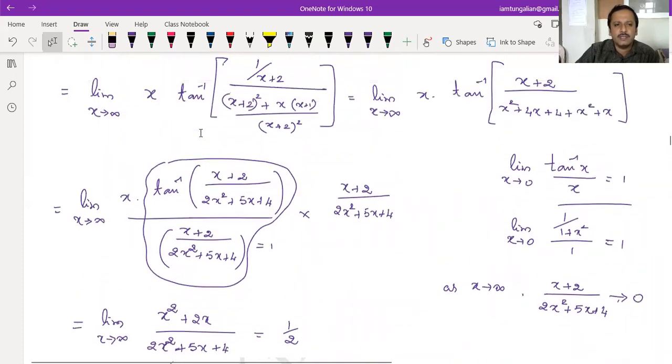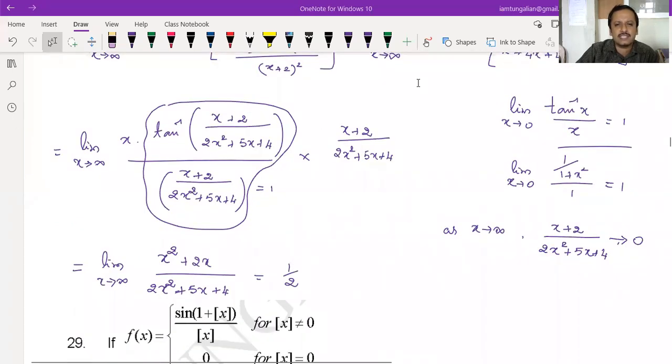The other x plus 2 will go up. So on simplification, you will get x into tan inverse of (x plus 2 by 2x square plus 5x plus 4). I'll divide by x plus 2 by 2x square plus 5x plus 4, and then I'll multiply by the same. Okay. So now as x tends to infinity, this x plus 2 by 2x square plus 5x plus 4 will tend to 0. So then I'm using this formula: limit x tends to 0, tan inverse x by x is equal to 1. So by using that formula, we can say this factor is equal to 1. Then we are left with x into x plus 2, that will give x square plus 2x in the numerator. In the denominator, we have 2x square plus 5x plus 4. Okay. So now both are polynomials with the same degree. So 1 by 2 is the answer.